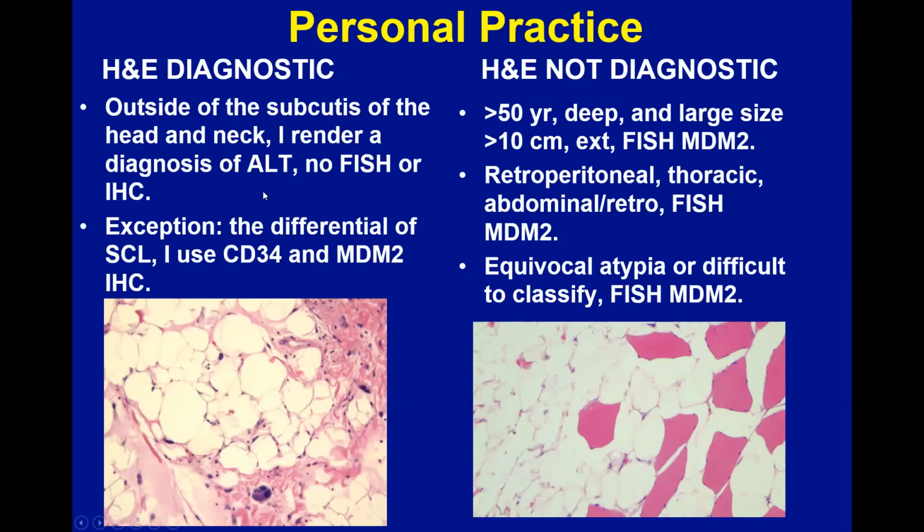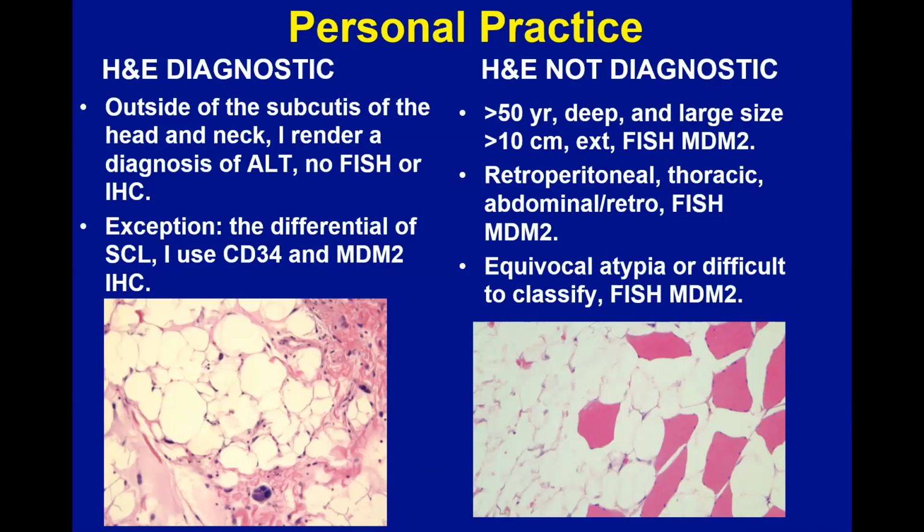Really, the only exception that I make in terms of whether I order ancillary studies are lesions that are involving the subcutis of the head and neck, the upper back, shoulder, in which the differential diagnosis includes a pleomorphic spindle cell lipoma. In that category of tumors, if it's superficial, a lot of times the only thing I might do is order a CD34 immunostain, and sometimes I might add an MDM2 IHC on that, provided it's cellular enough to be able to pick up the stain. And I have had rare examples where maybe it was a deeper lesion in that same site, I wasn't quite sure, and I would do MDM2. But really, outside of that scenario, if I see an H&E that looks like that bottom picture, I call it atypical lipomatous tumor. End of discussion, move on.